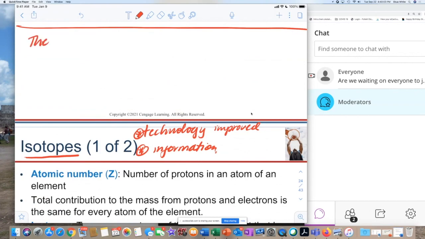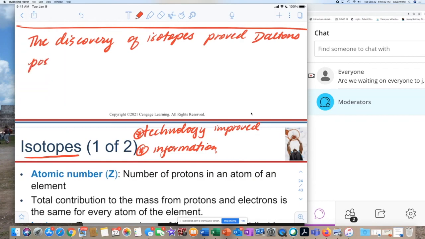Okay, so let me give you guys the bottom line here. The discovery of isotopes proved Dalton's postulate wrong. The postulate is like a summary, right? It's like a statement, but it's more than just a statement. But it proved one of his summaries that he made wrong. Okay? So first of all, we need to ask ourselves, what is an isotope?